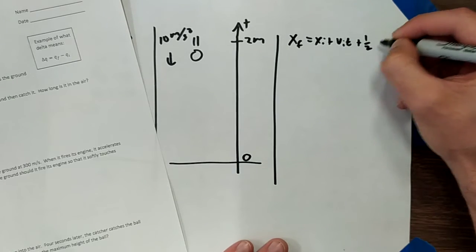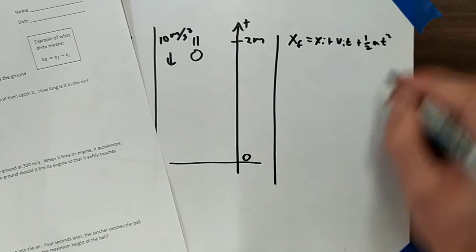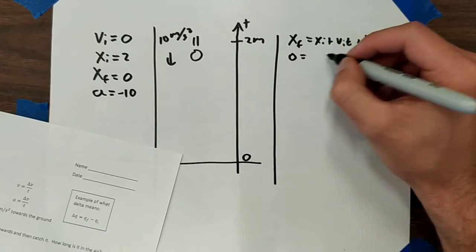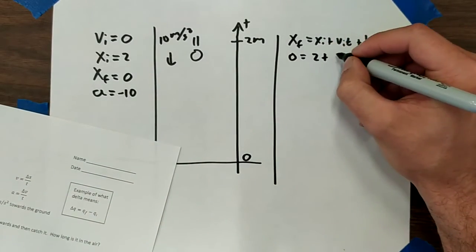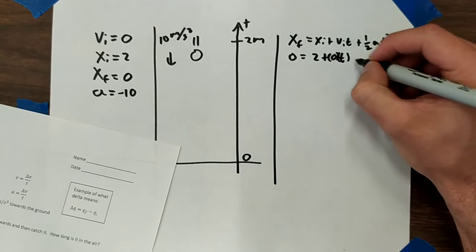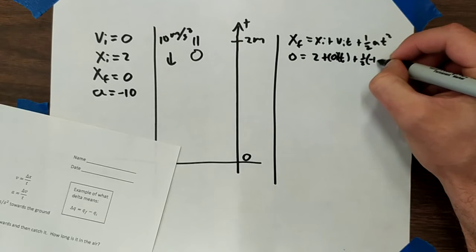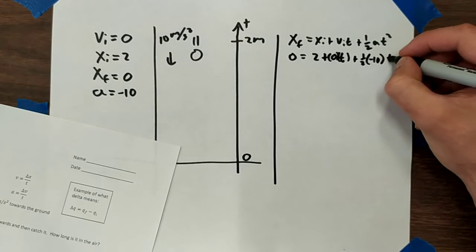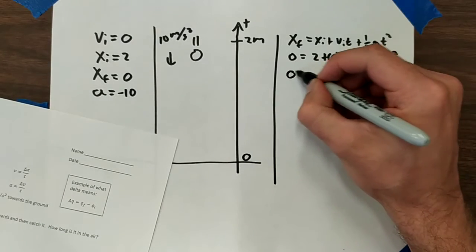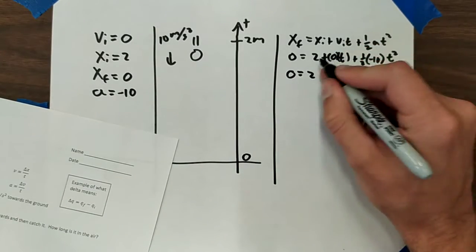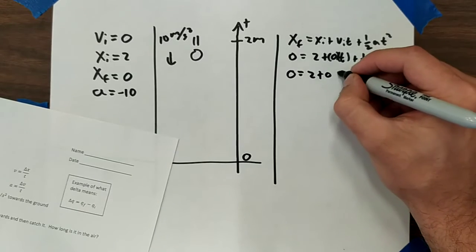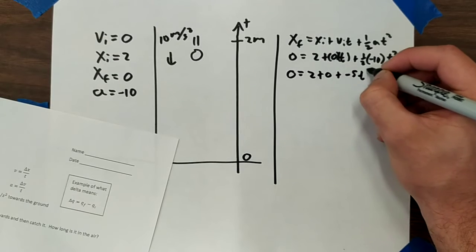plus 1/2 a t squared. I'll rewrite this substituting in the numbers, so I get 0 is equal to 2 plus 0 times t plus 1/2 times -10 t squared. All right. 0 times t is just 0, so I'll rewrite this as 0 is equal to 2, and I'll just say plus 0, and then 1/2 times -10 is, that'd be plus -5 t squared.